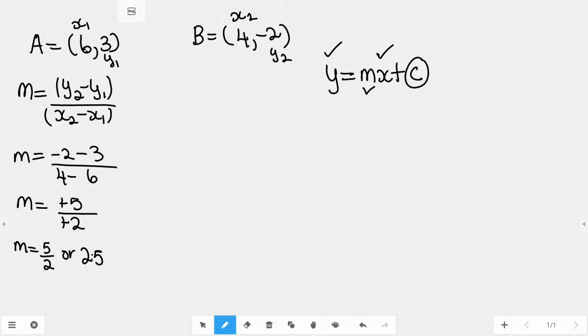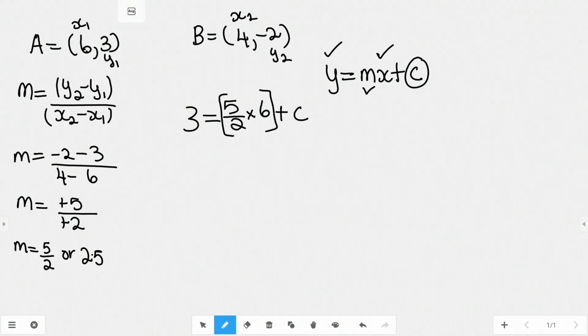So we're going to use the first point, point A, as our x and our y values. So since y is equal to 3, we're going to start. 3 is equal to, what is the gradient? 5 over 2 times x, and x is 6, plus c. Remember, we're doing this so that we could find the value of c. So let's work out this part.